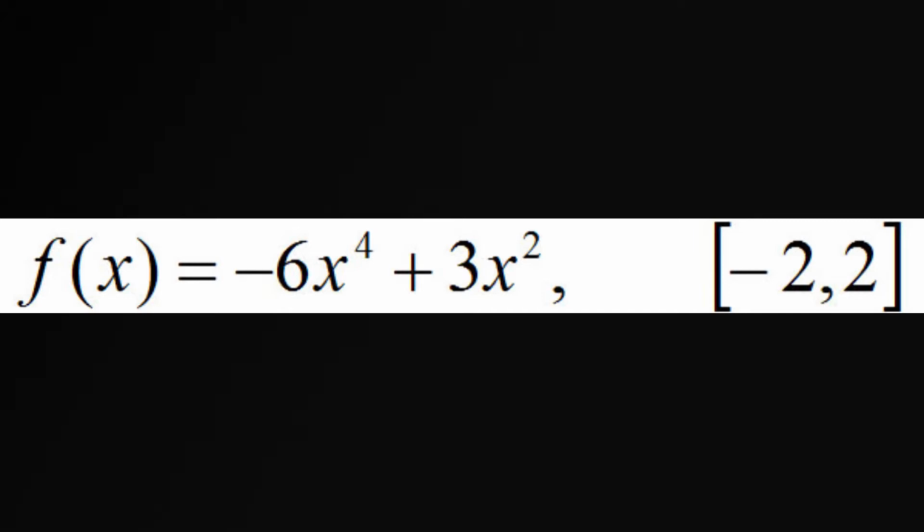We have a polynomial, and a polynomial is continuous everywhere, so in this interval too. To find the absolute maximum and absolute minimum, we need to find the value of our function for all critical points and endpoints and take the largest and the smallest of these values.